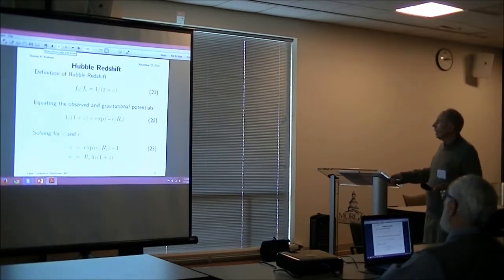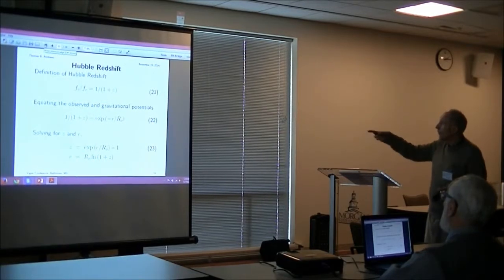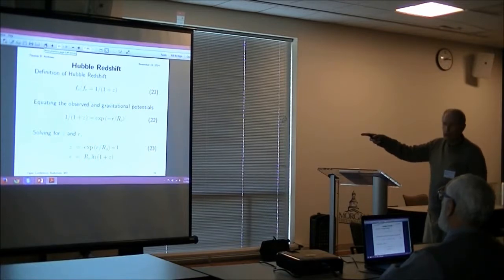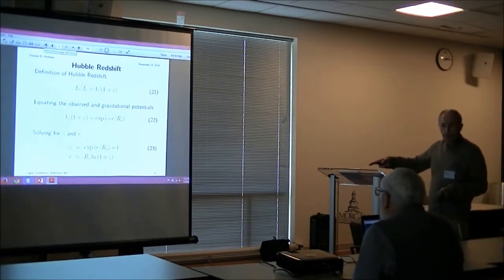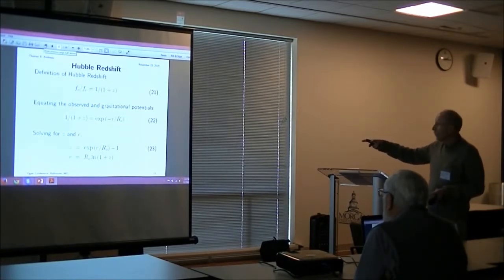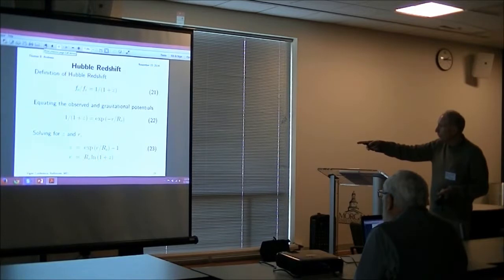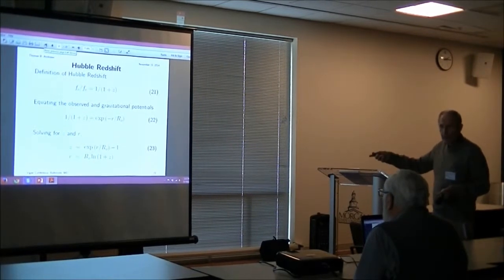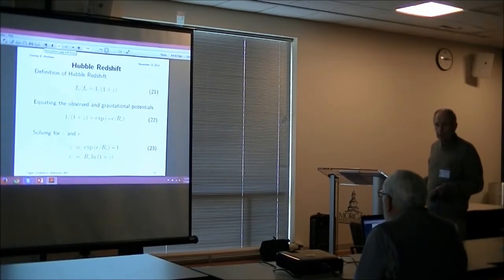Here's the Hubble redshift. First I show the definition of the Hubble redshift, and then I equate the observed potential and the gravitational potential. The 1/(1+z) is a measure of the observed gravitational potential. And the exponent minus r over r0 is the gravitational potential from the gravitational shielding, and you solve these and you get an equation for Z, and an equation for R. And this is a very accurate calculation of the parameters.